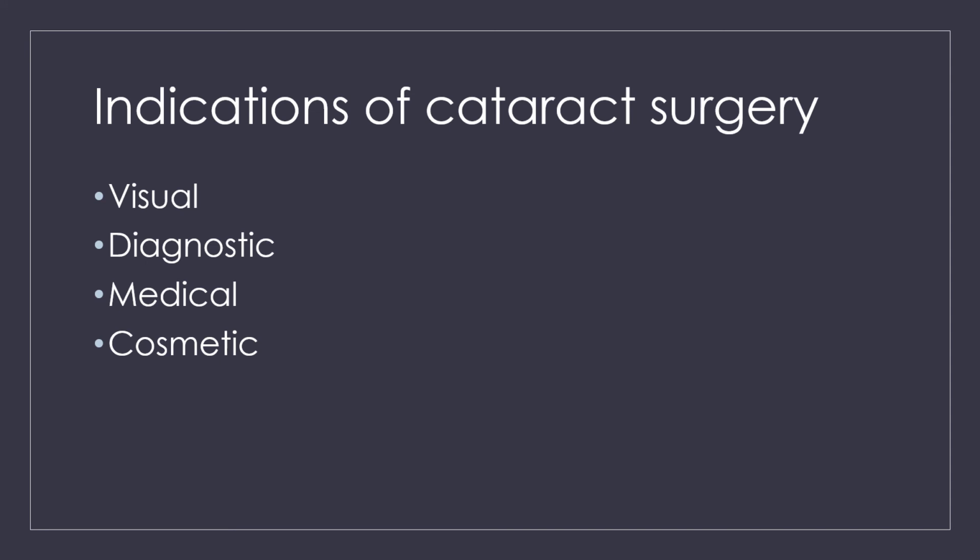As with any other surgery, there are indications for surgery. And what are the indications for cataract surgery? Number one is visual. If the patient is dissatisfied with his vision and cannot perform his usual routines, cataract surgery is indicated. Number two is diagnostic. In order to treat and diagnose posterior segment disorders, one must remove the cataract. Especially true in vitreous hemorrhage, diabetic retinopathy, retinal detachment.